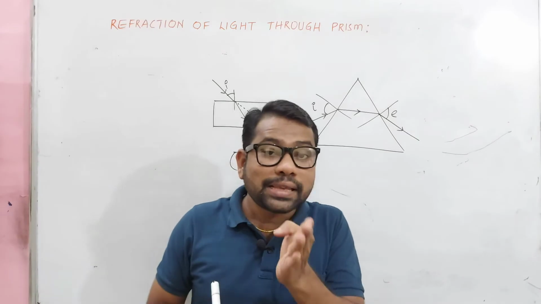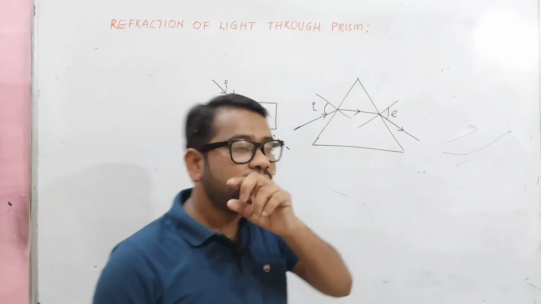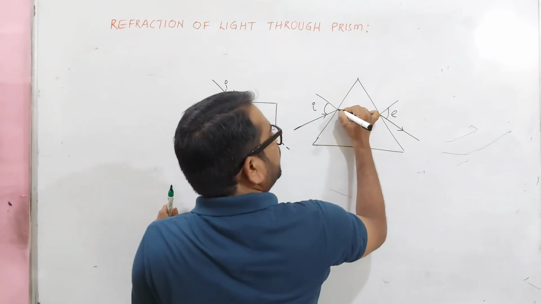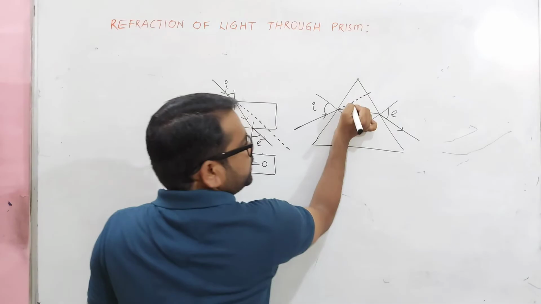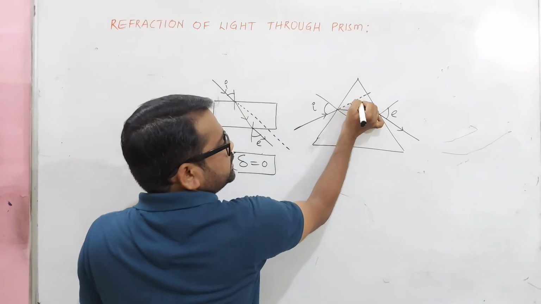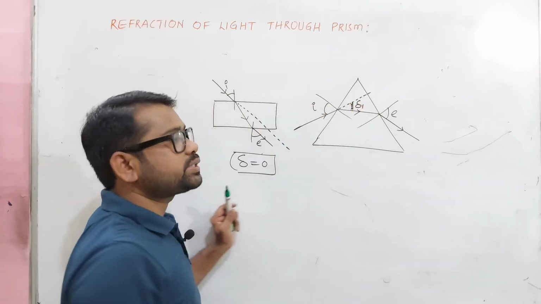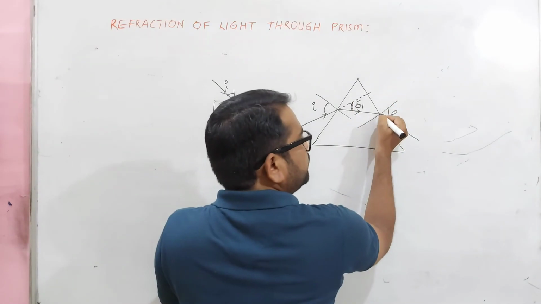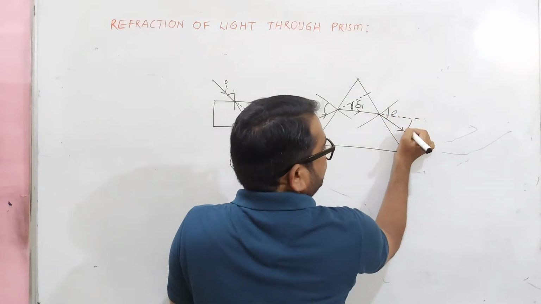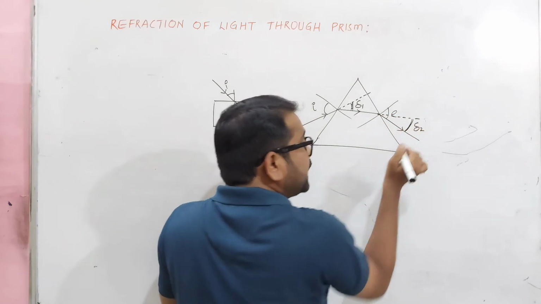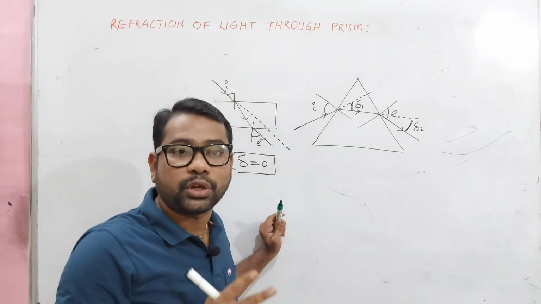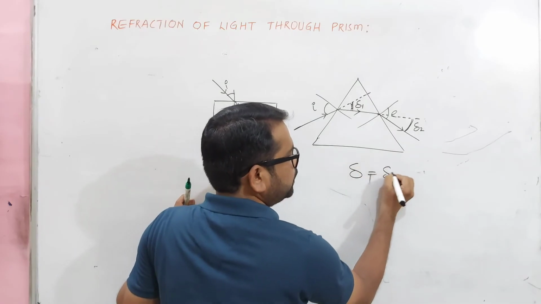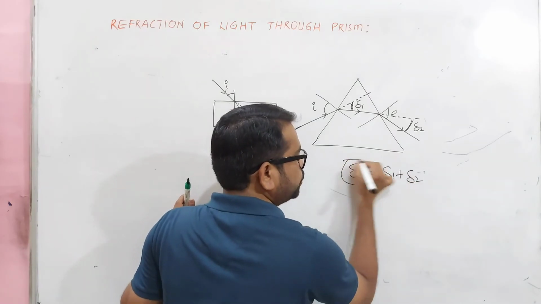So the glass slab does not produce deviation. But in the case of the prism, if you notice, dear children, light would have traveled like this, so it is getting deviated. This is the angle of deviation at the first refracting surface. At the second refracting surface, again light would have traveled like this, but it is going like this. So light is getting deviated twice. Of course, how can we calculate the total deviation? Total deviation is equal to delta 1 plus delta 2.